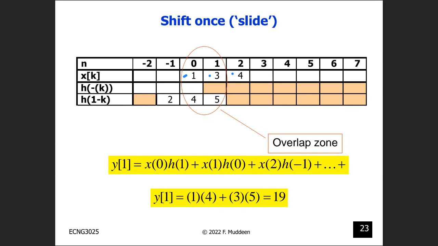h[1 minus k] is h[k]. Remember, h[minus k] was here, 2, 4, and 5. We shifted it this way now by 1. So y[1] is x[0] h[1], which is this, which is 1 by 4, plus x[1] h[0], which is this, which is 5 by 3, which is 15. x[2], but there are no other overlaps here. x[2] by nothing, x[3] by nothing, right? So the second value of the convolution is 4 plus 15, which is 19.